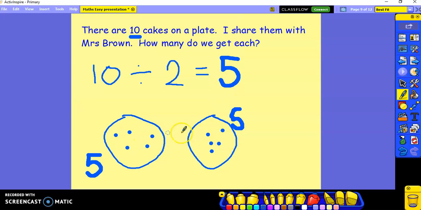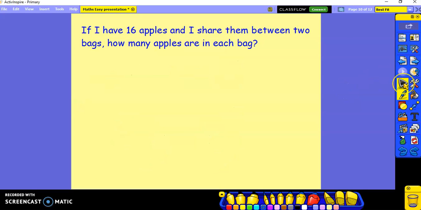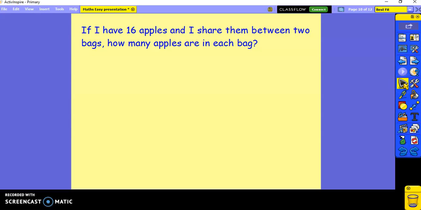Now, if you do end up with a different number from one side to the other, I would have another go at doing your workings out again because all of today's questions do share equally. Right, now it's your turn again. If I've got 16 apples and I share them between 2 bags, how many apples are in each bag? So again, number sentence please, and draw me some workings out. So pause the video.